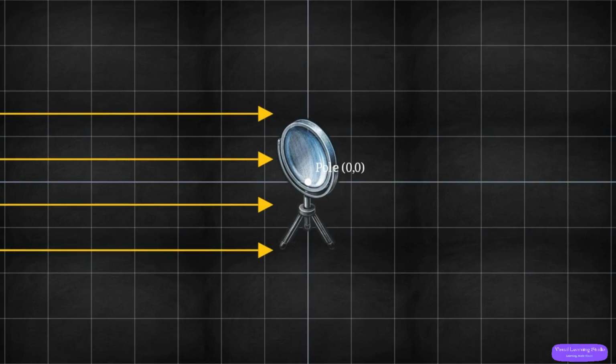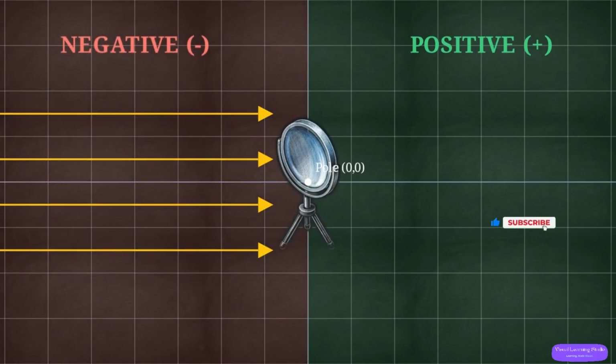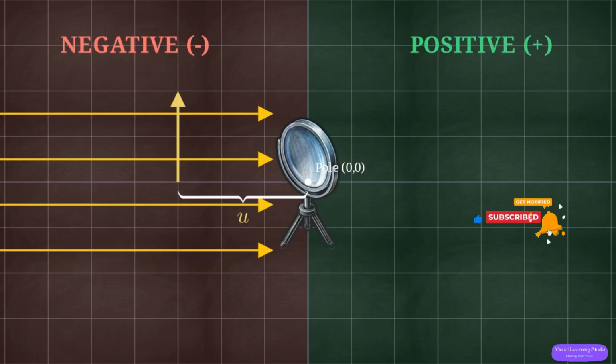The rule is simple. Trace the direction the incident light is traveling. Distances measured in that direction are positive. Anything measured in the opposite direction is negative. So an object sitting in front of the mirror will always map into negative territory.